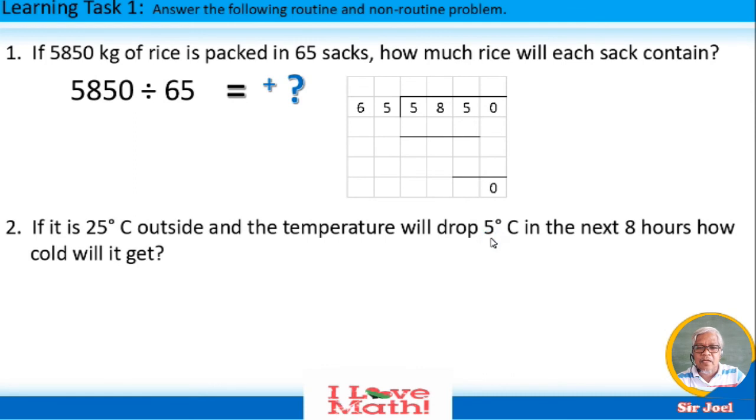Problem number 2. If it is 25 degrees Celsius outside and the temperature will drop 5 degrees Celsius in the next 8 hours, how cold will it get? Okay? So, in problem number 2, meron kang 25 degrees Celsius and then nag-drop ng 5 degrees Celsius. Ano ba ibig sabihin ng drop? So, ibig sabihin ng drop ay bumaba. So, minus. So, it is 25 minus 5. Okay? And what is 25 minus 5? Well, the answer is what? Positive, kung ano man yun, 25 minus 5.